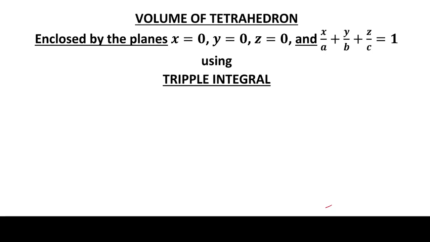Here, the first three equations, that is x = 0, y = 0, and z = 0, represent the xy plane, yz plane, and zx plane. And the last equation is again a plane that is given in the xyz intercept form. Here a is the x intercept, b is the y intercept, and c is the z intercept.